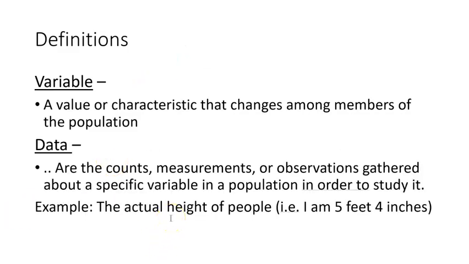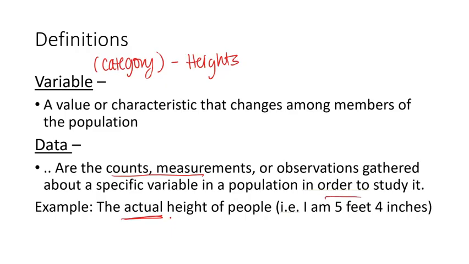Data then is the actual response we get back. So variable is kind of like the category, right? If maybe I'm looking at the heights, the data is the actual count or measurements. I'm 5'4". Everything is heights, but variable is our category. The data is our actual physical height, 5'4".